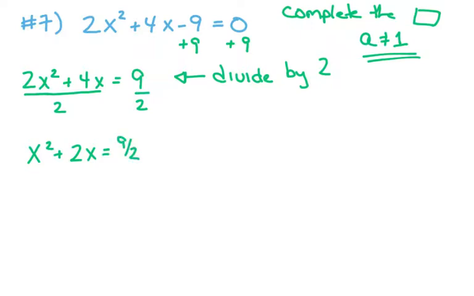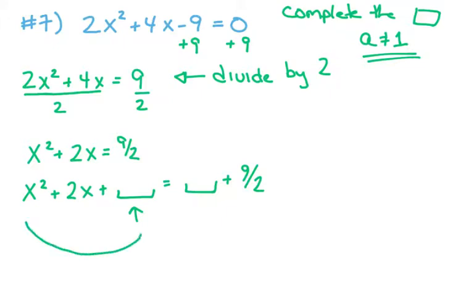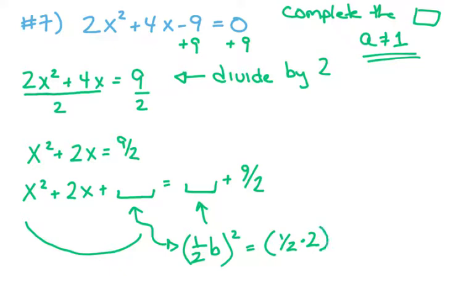Now I'm going to rewrite this. x squared plus 2x plus something equals something plus 9/2. I need to add something over here to the left-hand side to turn this into a perfect square. And if I add it here, I have to add it here. So what is the thing I add? 1/2 b squared. What is b? B is the number 2, the coefficient of x. Well, isn't that just going to be 1?